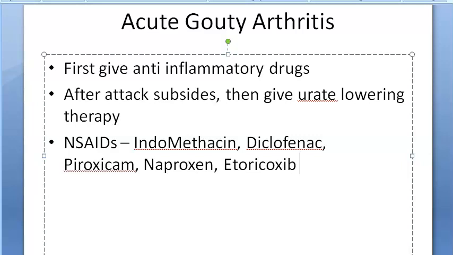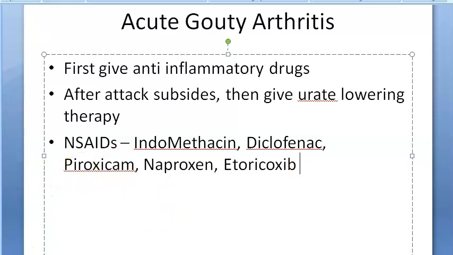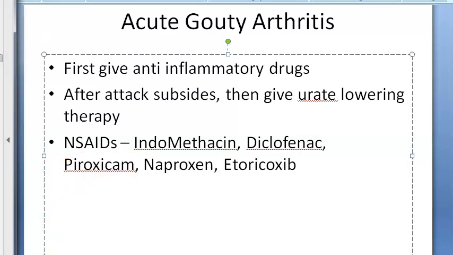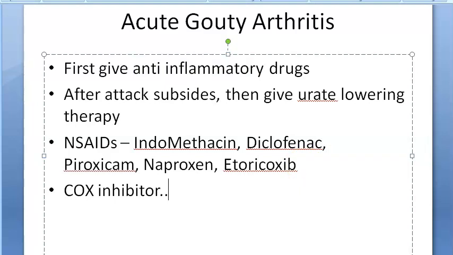They will be quite effective in terminating the attack, but it may take half a day to 1 day. Complete resolution takes place in 5 to 10 days. Okay. Colchicine also you can give, but that is not an NSAID. Okay, but these are tolerated better. NSAIDs are tolerated better by the people. What else then? So basically these are anti-inflammatory drugs, remember. How they work, you know, COX inhibition. All that, COX inhibitors. All that you know how they work.